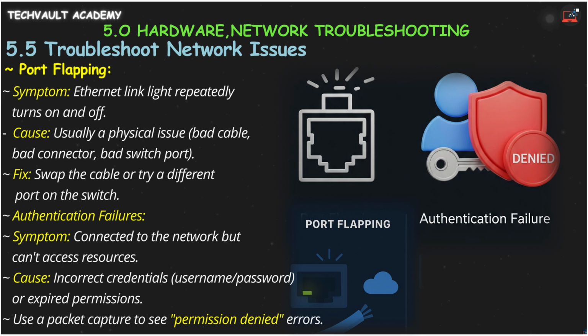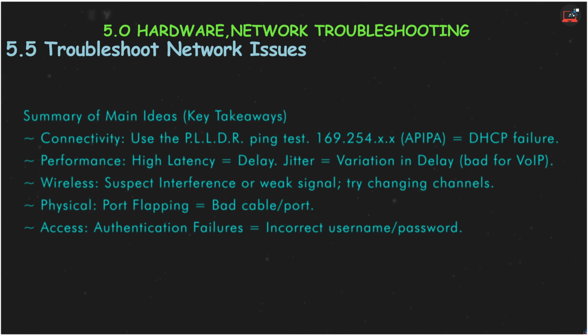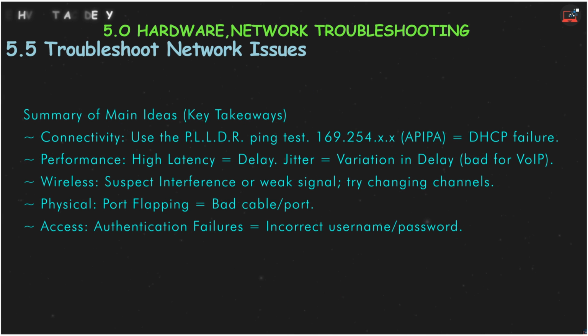So for your A+ exam, here are the main ideas. For connectivity issues, use the P.L.L.D.R. ping test to isolate the problem. And an APIPA address, 169.254.x.x, means DHCP has failed.